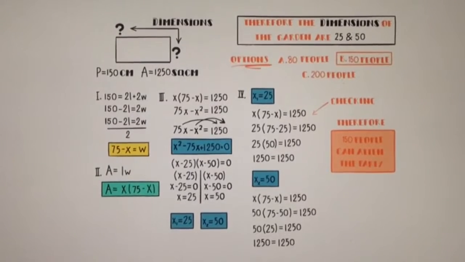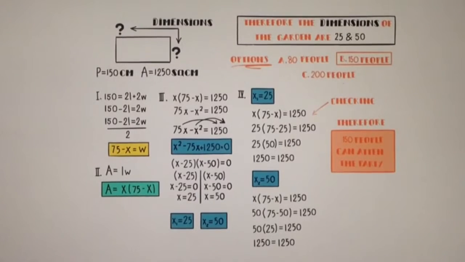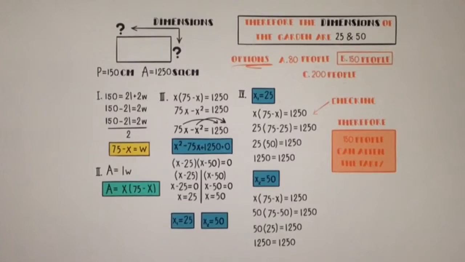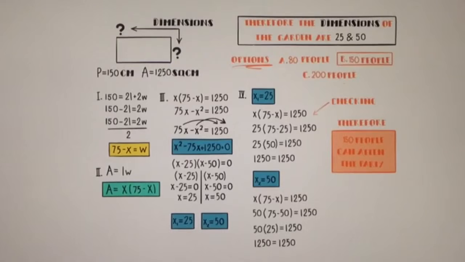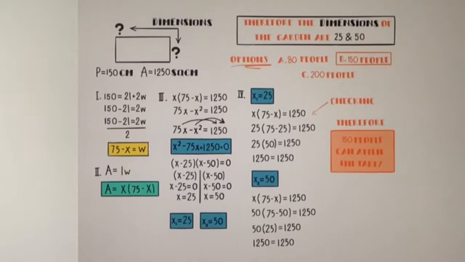So x times 75 minus x equals 1,250. So you substitute it by 50. 50 times 75 minus 50 equals 1,250. 50 times 25, and that will give us 1,250 equals 1,250.